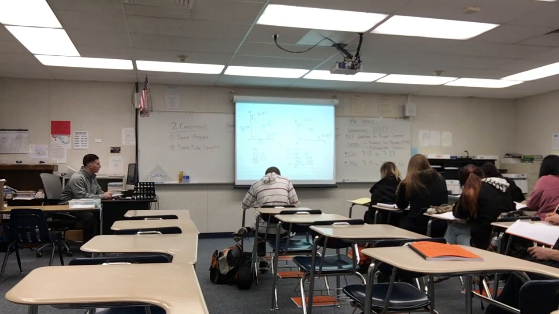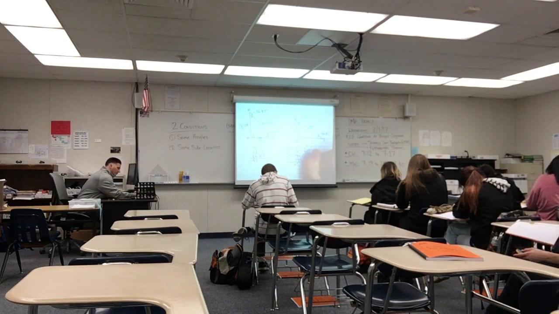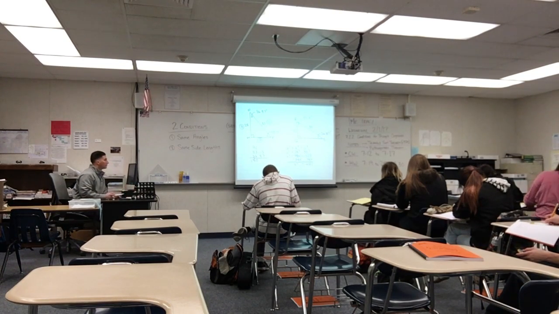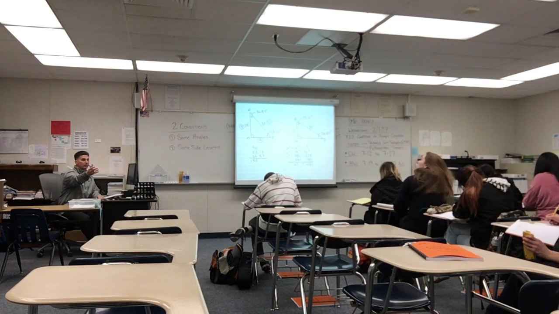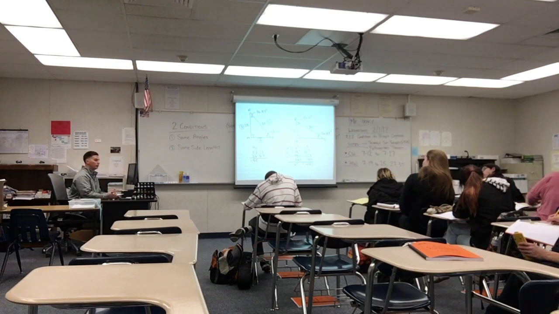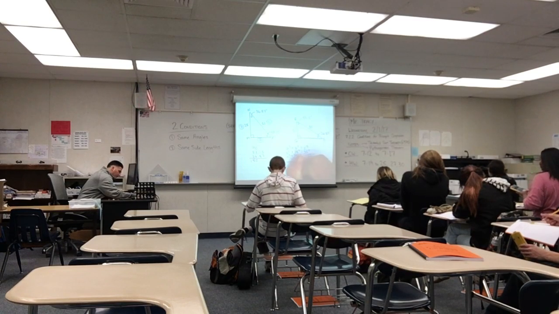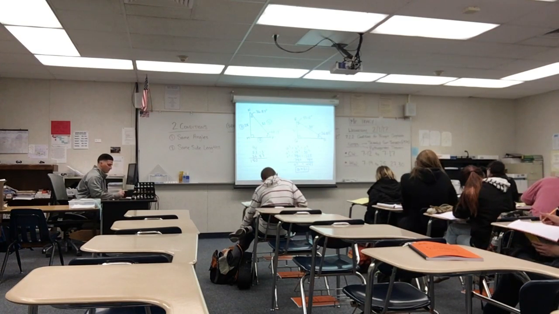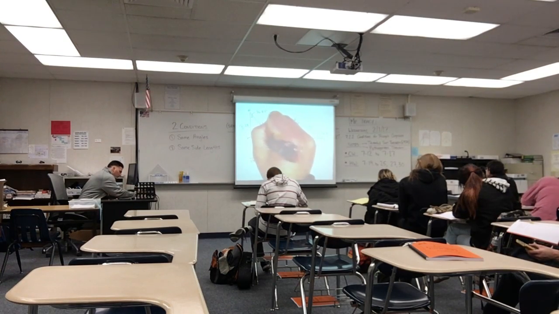What do we got? 441. So a squared is 441. What's a? A is 21. We take 441, we take the square root, and we found out that a equals 21. So we can fill in that missing information. A is 21.